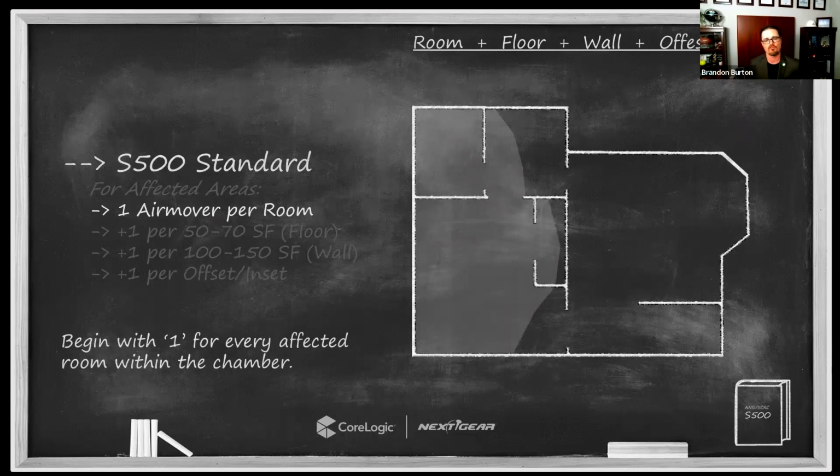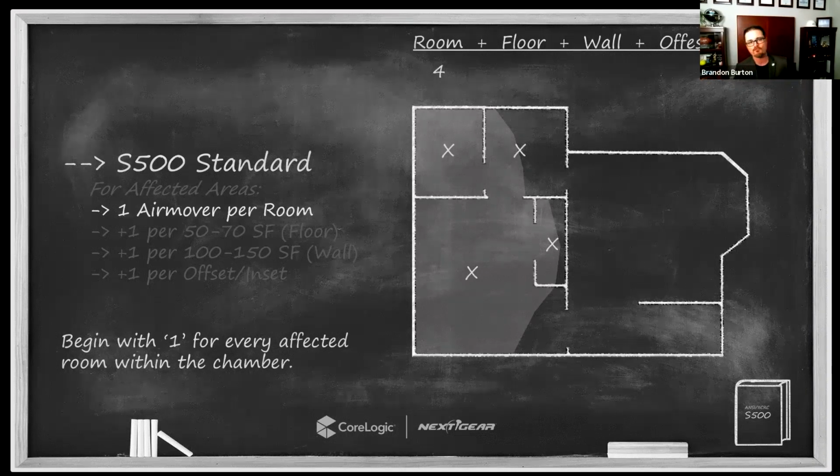So let's take this little schematic here and overlay onto this an area of migration. The shaded area that we see, these are areas where we've gone through with our instrumentation and in one way or another have discovered abnormally wet surfaces. If we count these rooms up, there are 4 affected rooms, and the closet here qualifies as a room. So the base of our calculation, the starting point, is that we need a minimum of 4 air movers within this space.